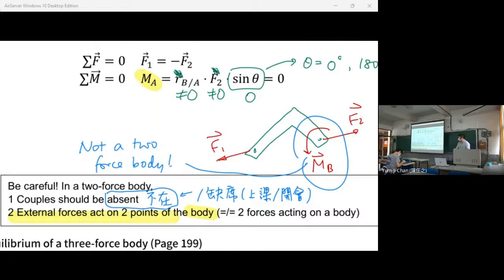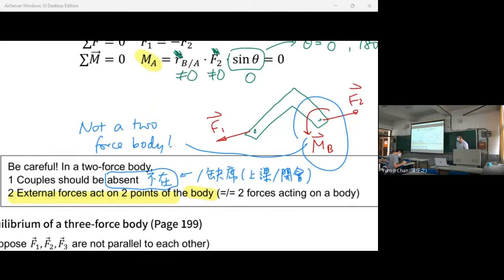Now this is the two-force body, and based on that, we have another type of special problem we call the three-force body.